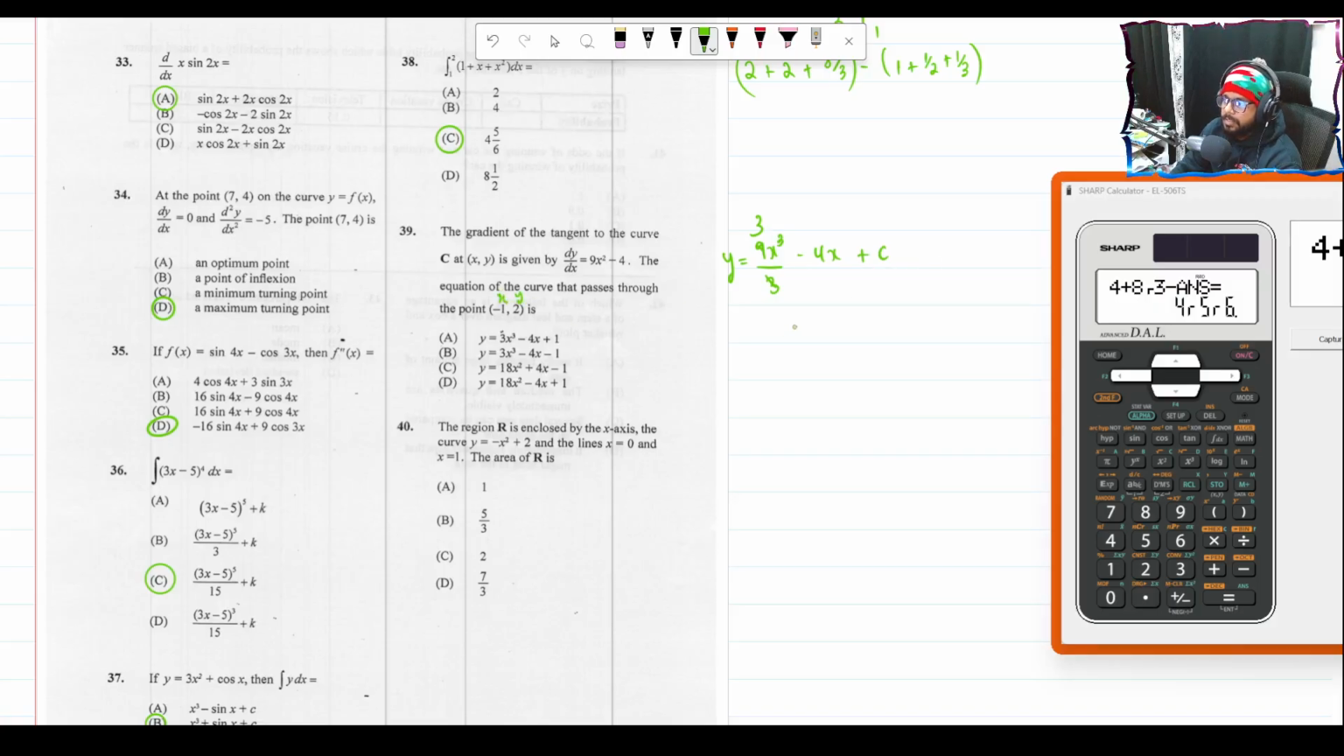In order to calculate c, I'll get 2 is equal to 3 into minus 1 cubed, take away 4 into minus 1 plus c. 2 is equal to negative 3 plus 4, minus 3 plus 4 is 1. When I move the 1 across, it becomes negative 1. So 2 take away 1 is 1, so c is 1. So 3x cubed minus 4x plus 1. The answer is E.